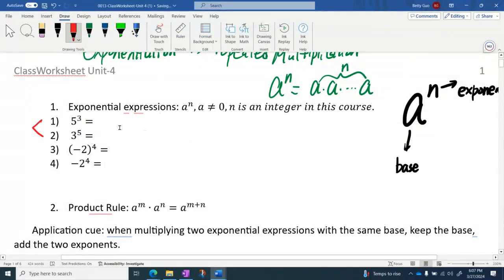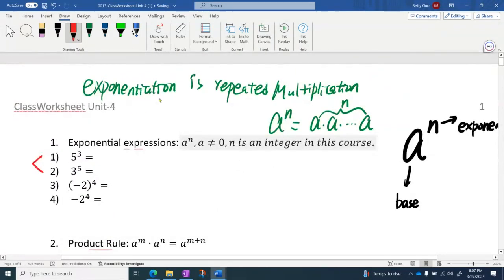And how do we evaluate an exponential expression? We use the definition. Exponentiation is repeated multiplication. 5 to the power 3. Base is 5. Exponent is 3. So 5 to the power of 3 is equal to, we use the base 5 as the factor in the multiplication. How many times? 1, 2, 3.